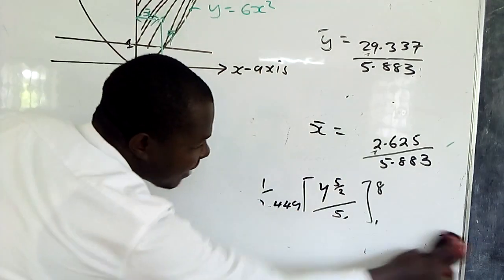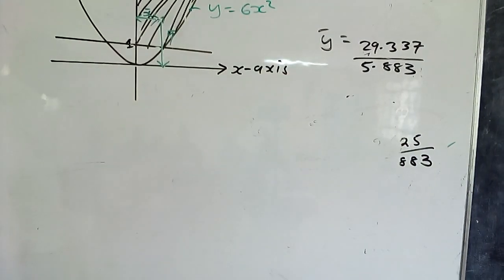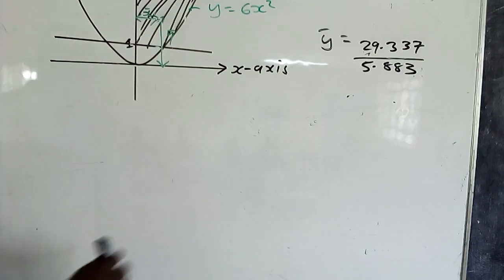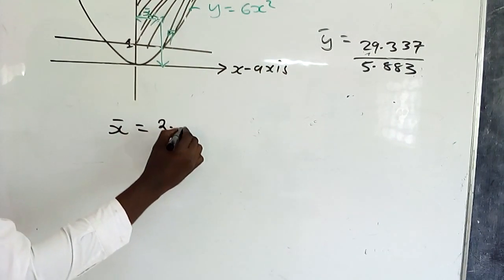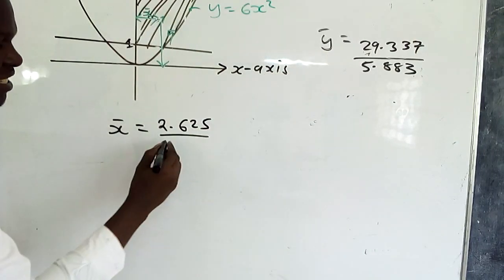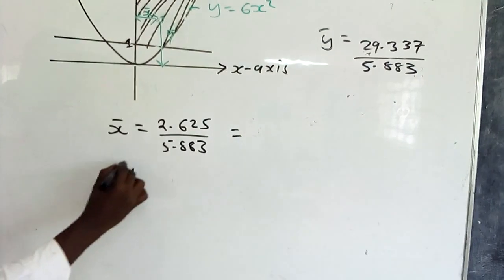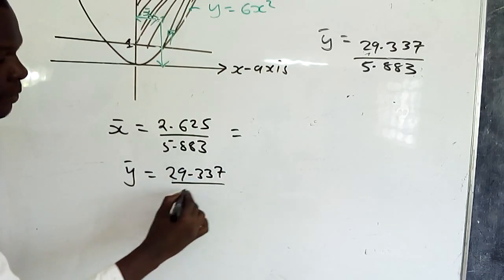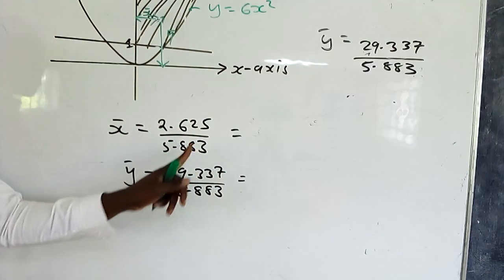So after doing that, we want the x bar, the centroid, the position. What did we find x bar to be? 2.625 over the area, isn't it? Over 5.883. That was x bar. And y bar we found to be 29.337 over 5.883. So what do you get with this answer?